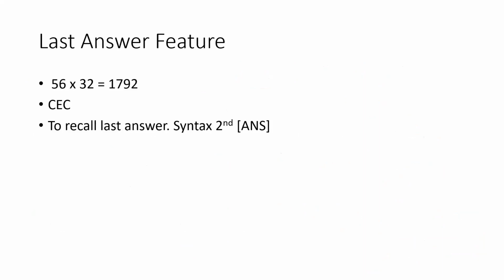Let's do one more thing. The last answer function. Sometimes what happens is that we do a certain calculation. For example, 56 into 32. The result is 1792, right? Now I want you to press CC. That means you don't know what was the last answer. Sometimes we want to find out what was the latest calculation answer that we got, right? So how do I retrieve the last answer? The way to do it is press second and press answer. Are you getting the same result? All of you?